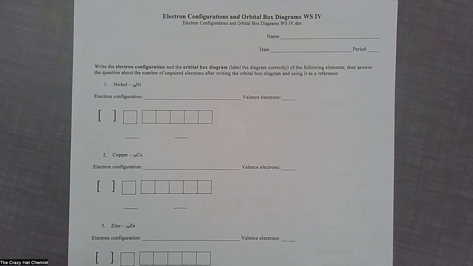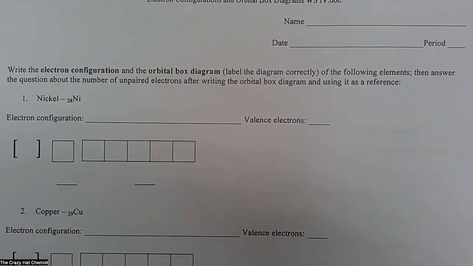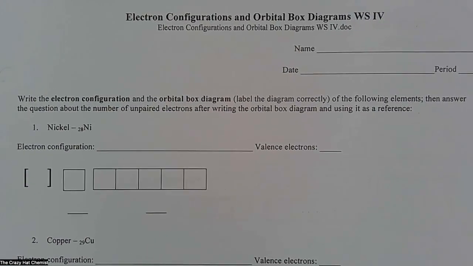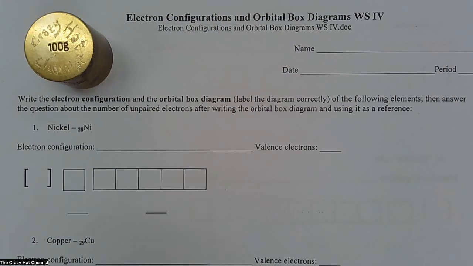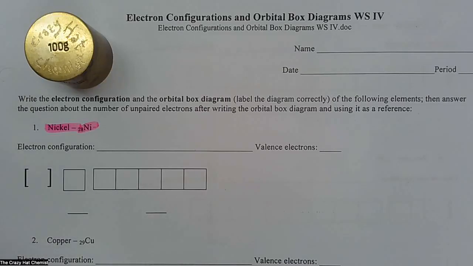Our first one is going to be, let's zoom in on this just a little bit so that we can actually see these in their complete glory and beauty. Yes, indeed. We're going to do element number 28, which is Ni, which is nickel.